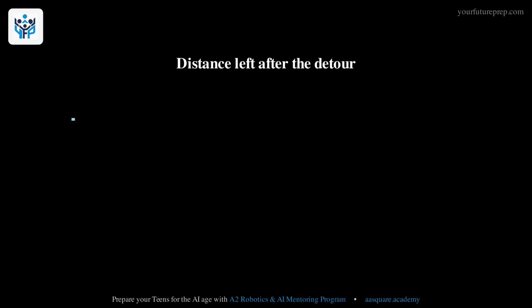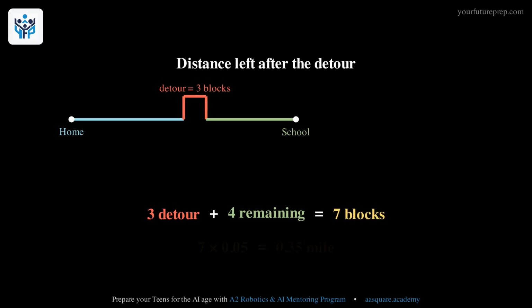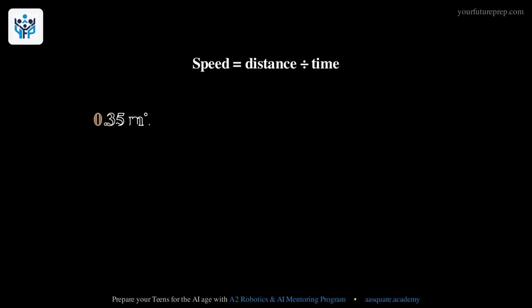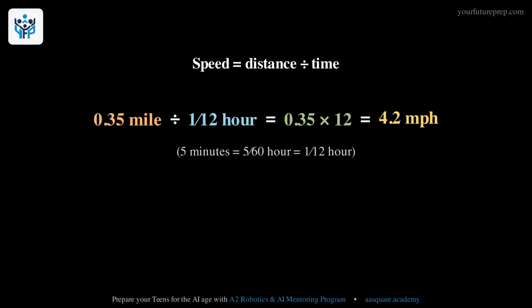Now the detour, instead of 1 block, he walks 3 blocks to reach the next corner. After that, blocks 7 through 10 are 4 more blocks. So from the detour he covers 3 plus 4, which is 7 blocks. That is 7 times 0.05, or 0.35 mile. He must cover 0.35 mile in 5 minutes.